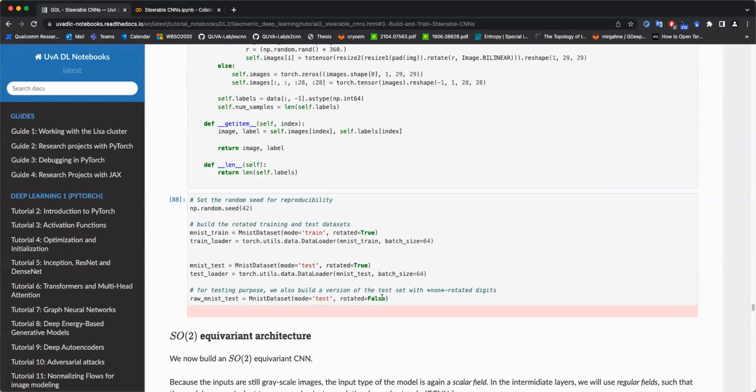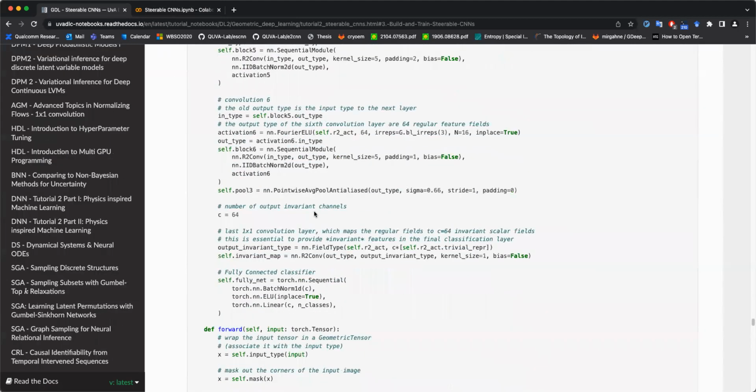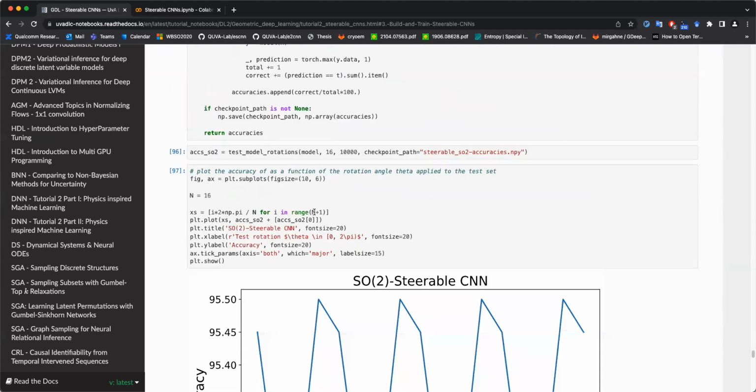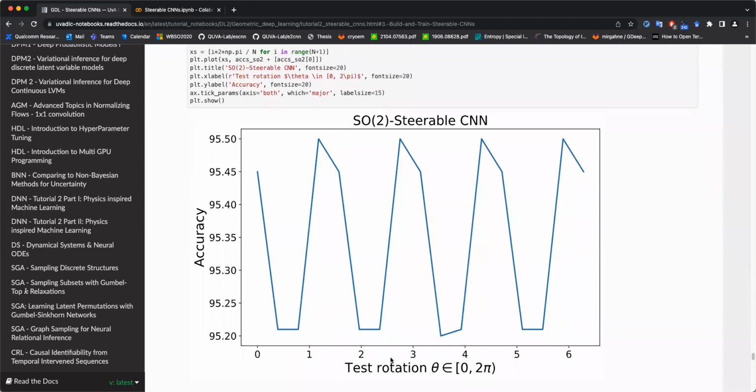I'll jump very quickly to the experiments here. We just download MNIST. We build an SO2 equivariant network, which is a bit deeper. We train it on MNIST. Okay, this is the SO2 equivariant network. You can see the accuracy for every rotated version of the test set, which is kind of varying, but it's still quite similar. The accuracy ranges from 95.2 to 95.5, which is not that large.